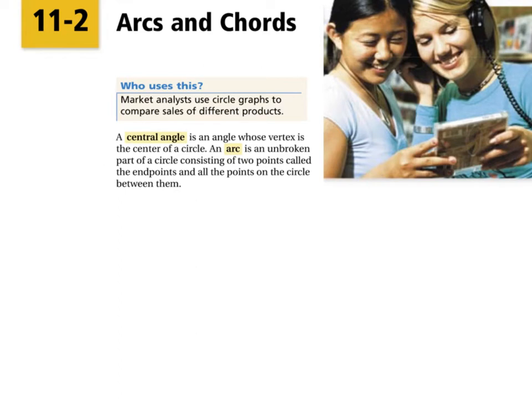In 11.2, we're going to talk about arcs and chords. Now, let's first start off with two vocab words. A central angle is an angle whose vertex is the center of a circle. An arc is an unbroken part of the circle consisting of 2 points called the endpoints and all of the points on the circle between them.